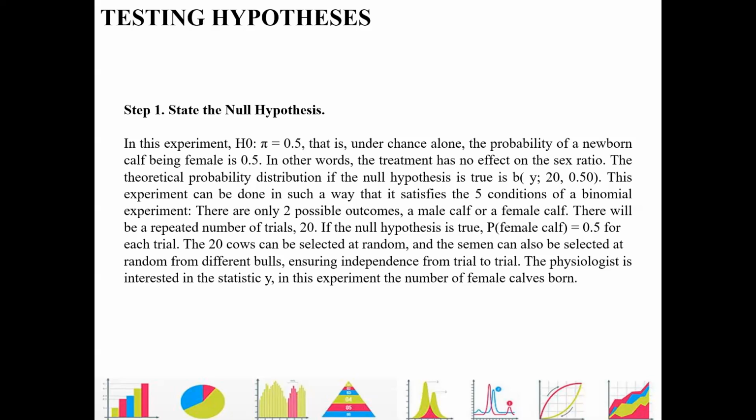experiment. So there are 2 possible outcomes, a female or a male calf. There will be a repeated number of trials, 20, if the null hypothesis is true, with 0.5 for each trial. The 20 cows can be selected at random and the semen can also be selected at random from different pools, ensuring independence from trial to trial. The physiologist is interested in the statistic Y, in this experiment, the number of female calves born.